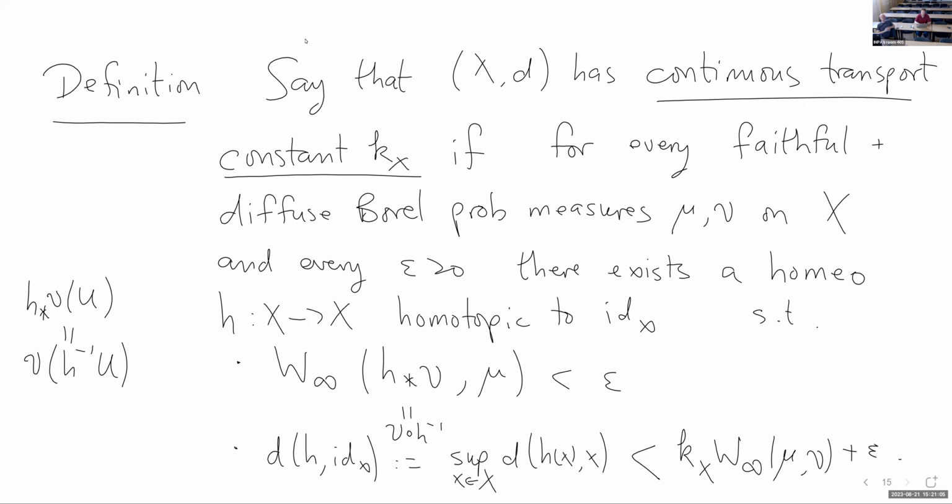But all of this is just to say that up to some constant, which maybe captures some of the geometry of the space in a suitable way, I can move mu onto nu by homeomorphism as efficiently as I can, to the extent that the geometry of the space allows. By the way, this H is often called a transport map.